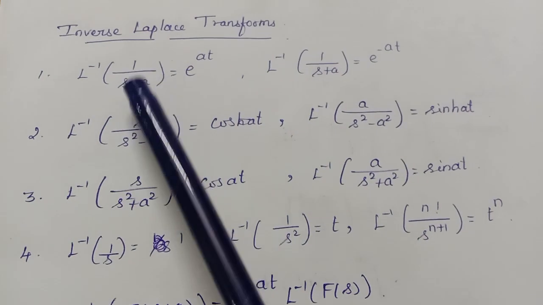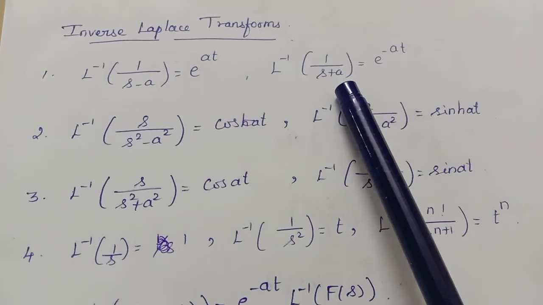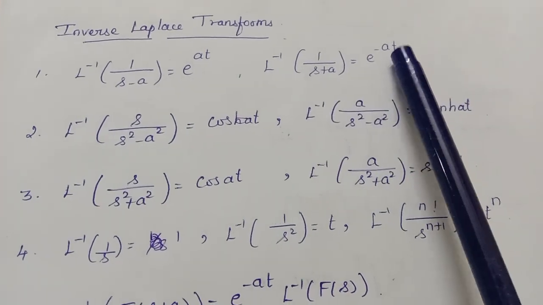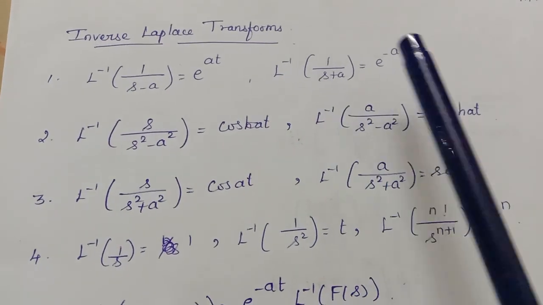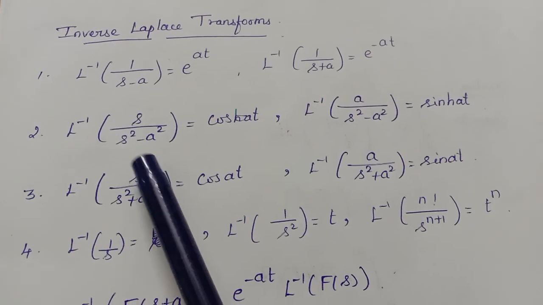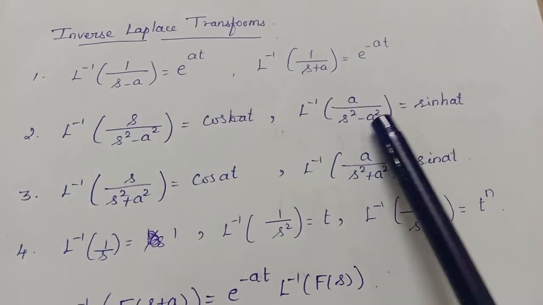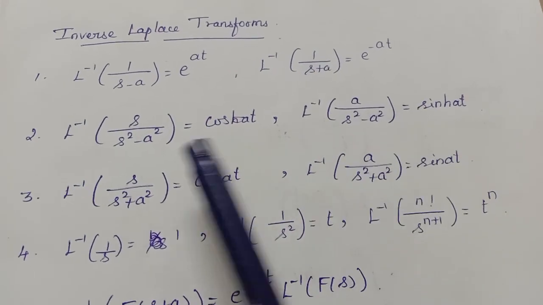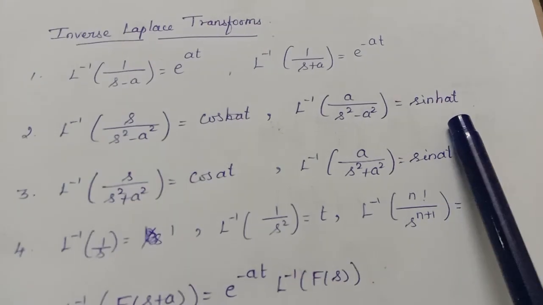L inverse of 1 by s minus a is e power at, and L inverse of 1 by s plus a is e power minus at. So here if you have minus it will be plus, if it is plus here it is minus. And L inverse of s by s square minus a square is cosh at, and L inverse of a by s square minus a square is sinh at. If you have subtraction in the denominator, it will be hyperbolic function.